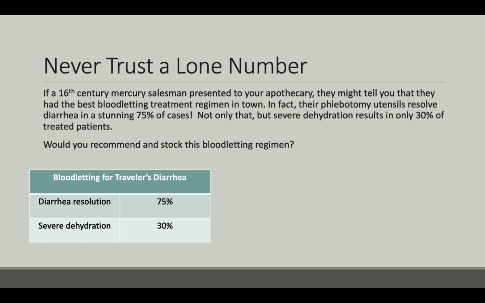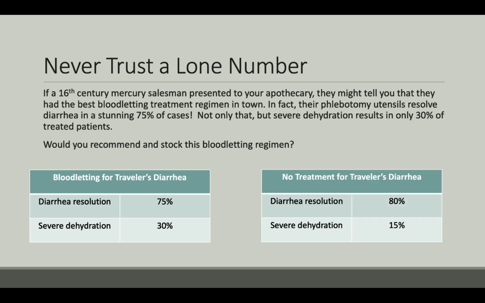Looking at efficacy against a comparator group, for instance, placebo, you can make a more objective decision. So in this case, in cases where there's no treatment for traveler's diarrhea, you would see diarrhea resolution in 80% and severe dehydration in only 15%. So looked at this way, a comparator group can show you the difference between a cure and a detriment.